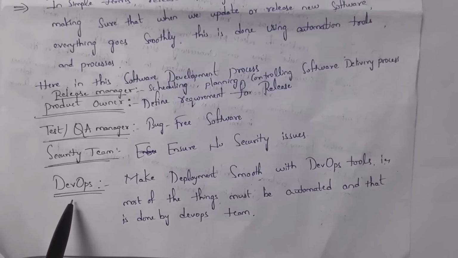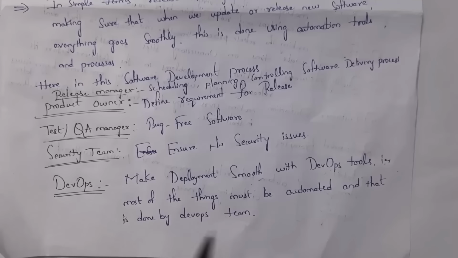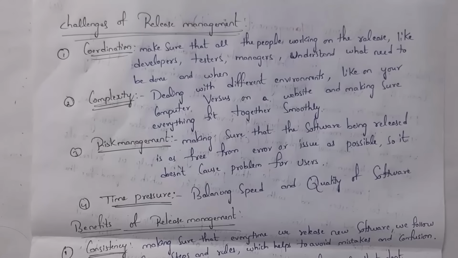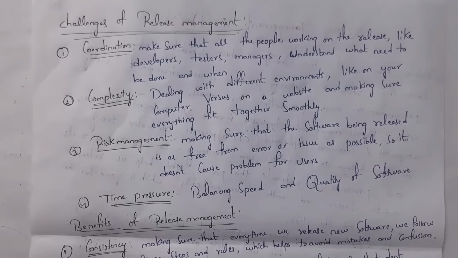And last one is DevOps. The DevOps team will automate the entire work by using various kinds of tools. From writing code to placing that software in the production server, complete work is automated by the DevOps team. Here the DevOps team will use various kinds of tools in order to complete the entire work. These are some of the challenges in release management. First one is coordination. When to develop software and when to release that software.